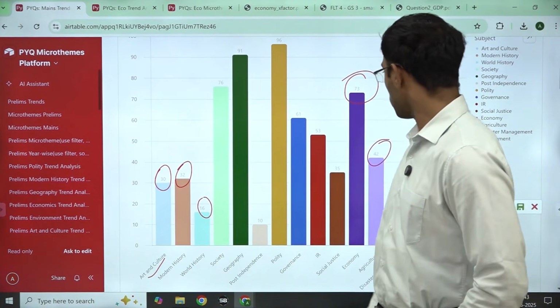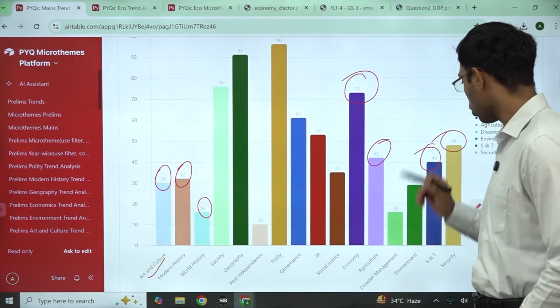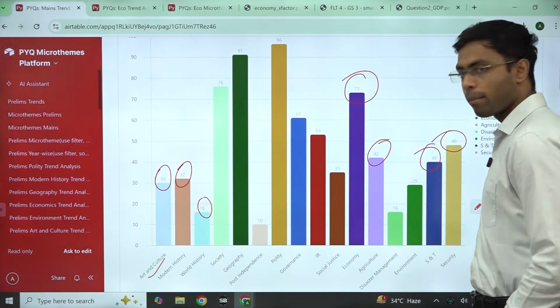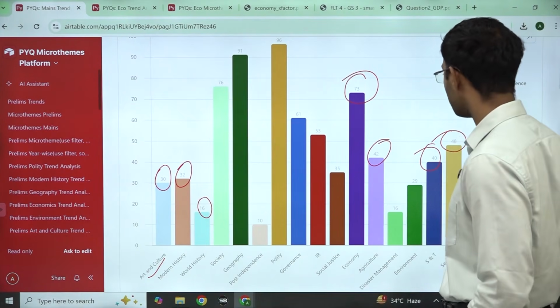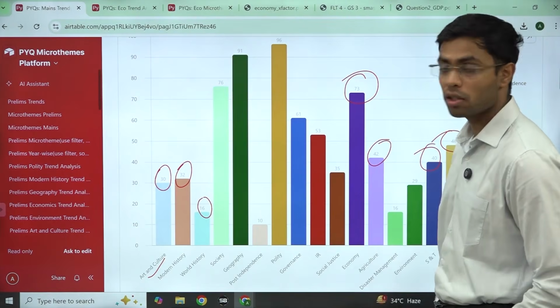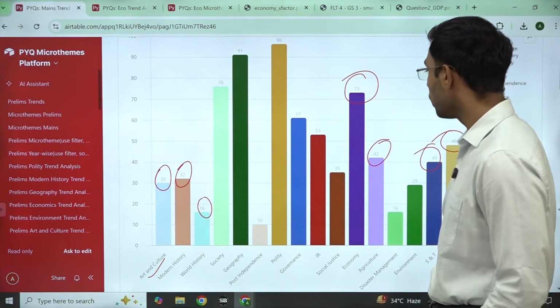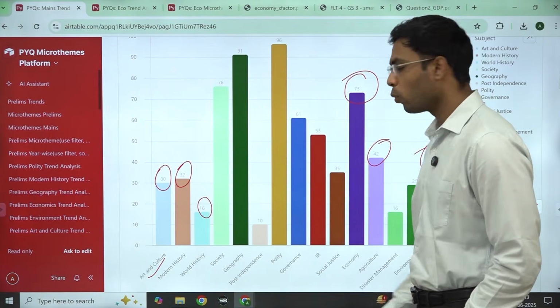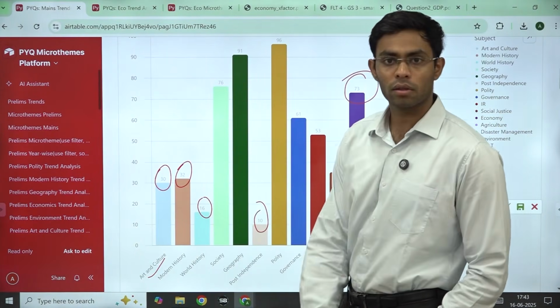So we have to look at the distribution of these questions and prioritize the areas that we want to focus on, right? For example, if I figured out that security rewards me with 48 questions and a higher number of marks in the GS3 paper, I would spend a day on studying security rather than giving my time to world history at 16 questions or post independence at just 10 questions, right?